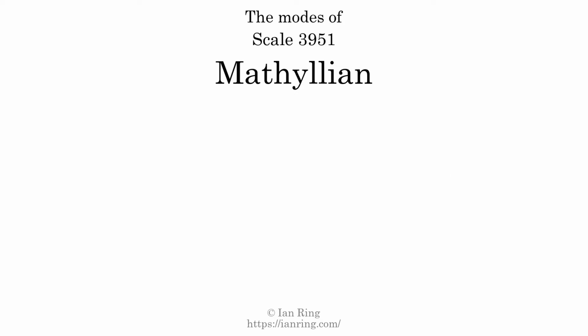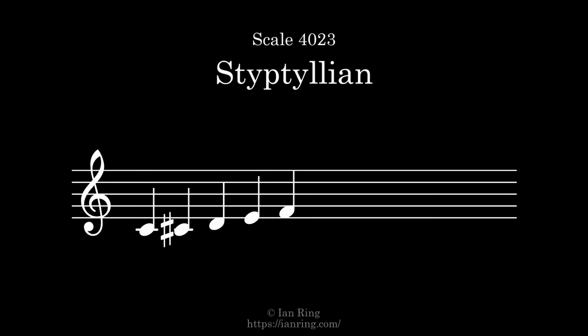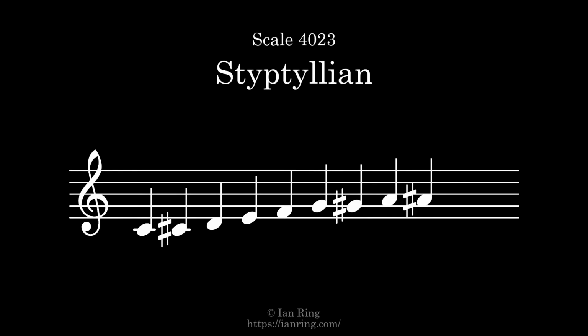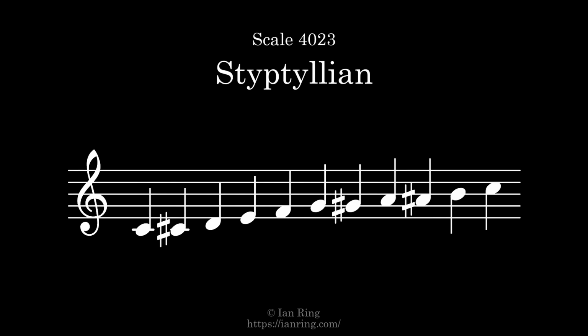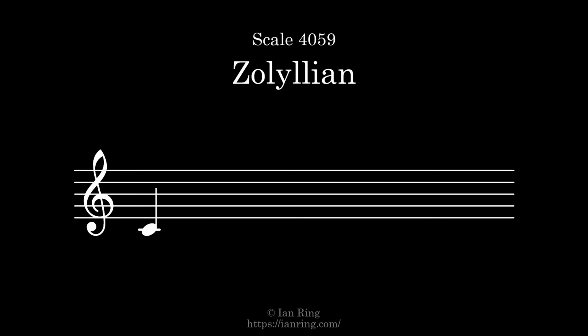This scale has 10 modes. The first mode is itself. The second mode is scale 4023, also known as Mathyllian. It sounds like this. The third mode is scale 4059, also known as Mathyllian. It sounds like this.